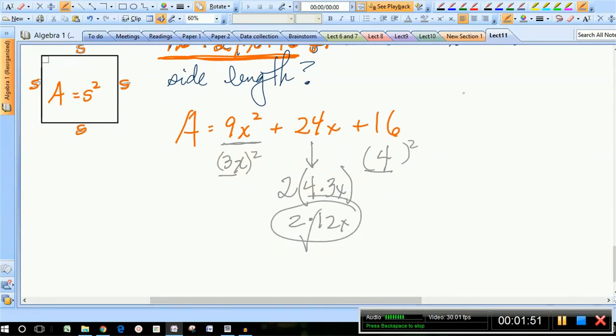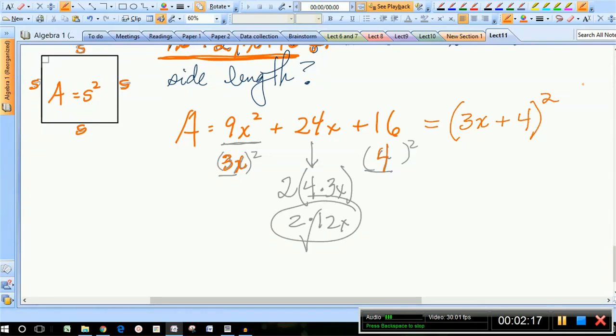Okay, so what does that mean for us? That means that when we go to factor this, it's going to work out really nicely. It's going to look like this. The factorization of this trinomial will be these roots, and the signs are going to be addition. 3x plus 4 in this parentheses here. 3x plus 4, and you can just write it squared.